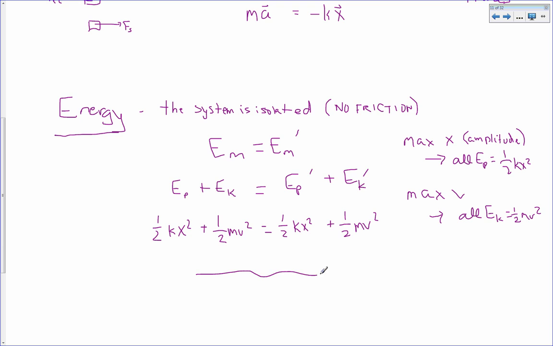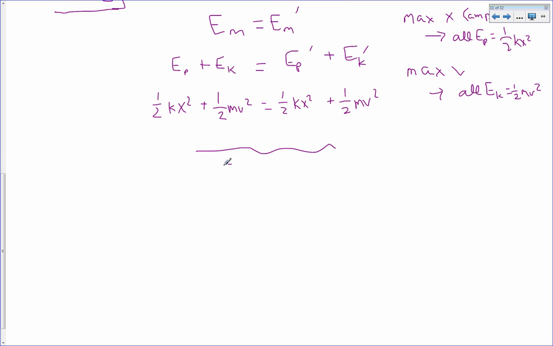If it says amplitude, then that would be EP max. And if it says maximum velocity, then that would be EK max. And then you have a rather simple relationship here that's just 1/2 kA squared. You don't have to use the A if you don't want to. Just recognize that A means maximum x, equals 1/2 mv squared.